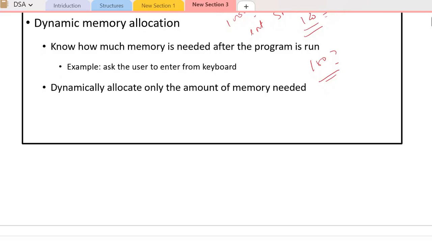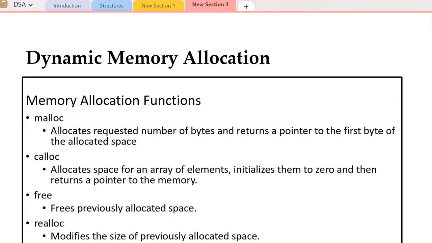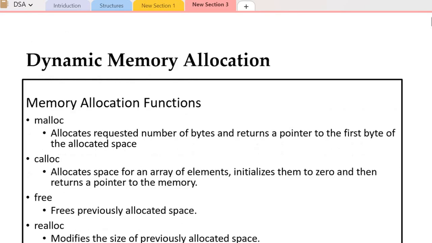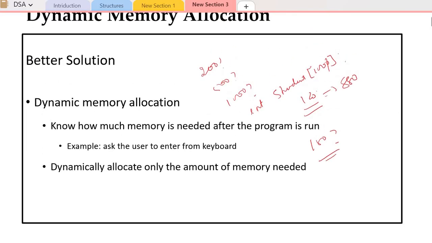So instead of allocating the memory before execution, we wait until the program starts. The user enters the required size, and only then do we allocate the memory. For example, how many students are there? The user enters 250. So now the operating system allocates memory only for these 250 students. This improves memory utilization significantly, and this concept is called runtime memory allocation.